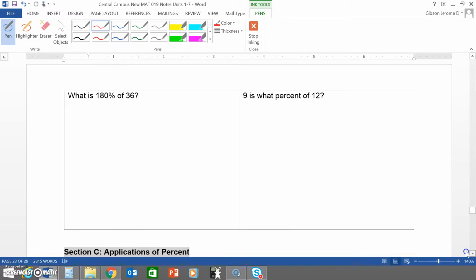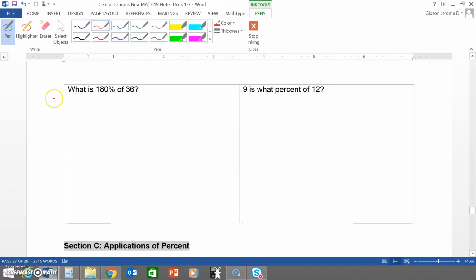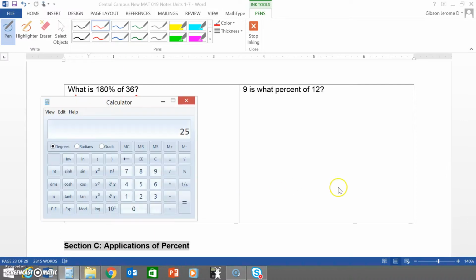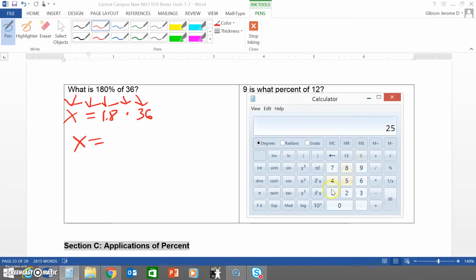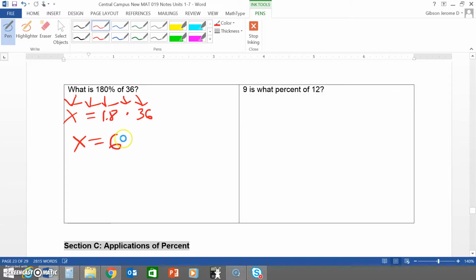Now we go on to the next problem. It says what is x, is equal, 180% written as a decimal is 1.8, of is multiplication, and 36 is 36. So we got x is equal to, we could take 1.8 times 36, and that will give us 64.8.